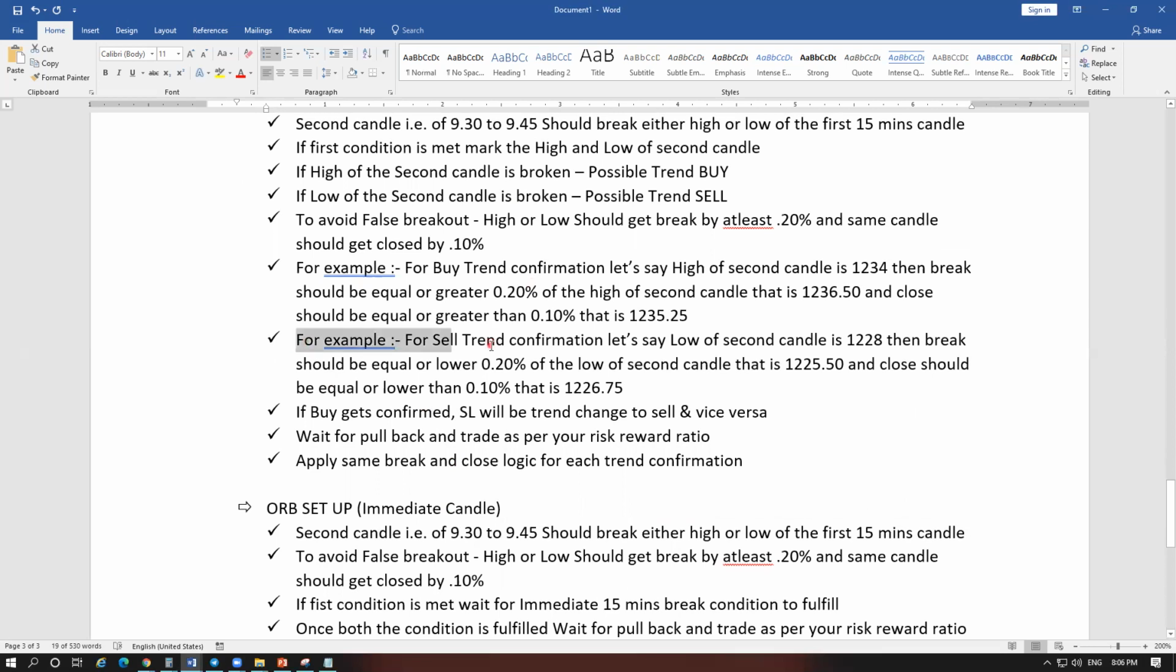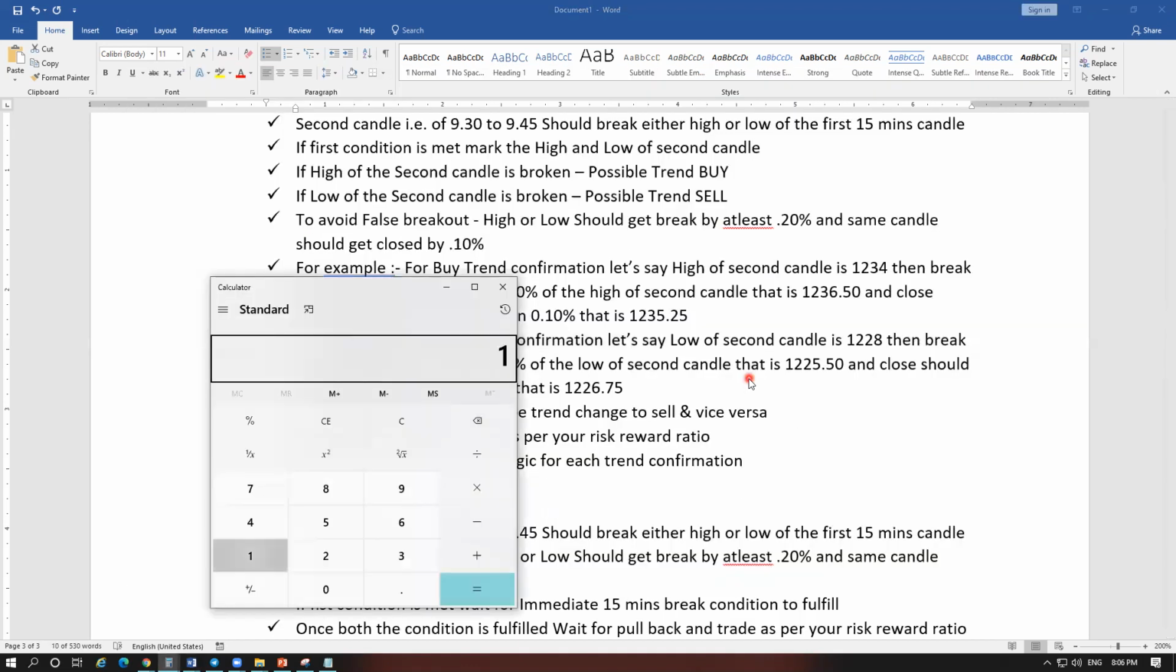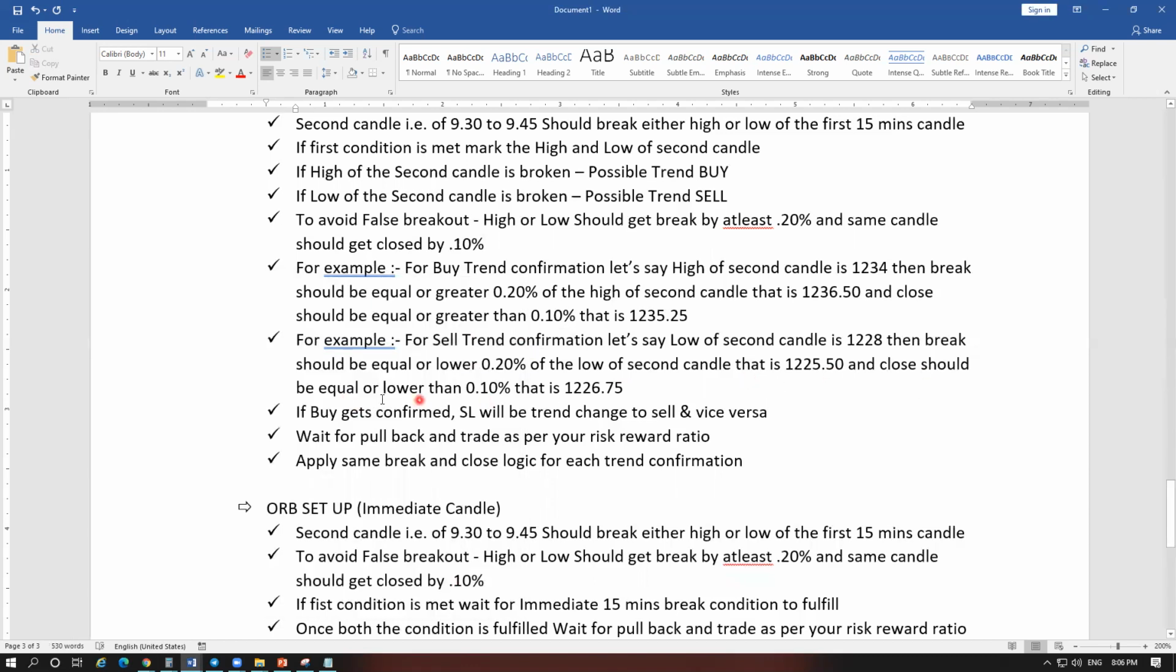For example, next example, if it's a sell trend confirmation, let's say the low of the candle is 1228. Then the break should be equal to or lower than 0.20% of the low of the second candle. So the low is 1228, the second candle low is 1228, minus 0.20% gives 1225.50. And the close should be equal to or lower than 0.10%, that is 1226.75. Once the break is done and the close is done, the trend is confirmed, and it is possibly a sell trend only.